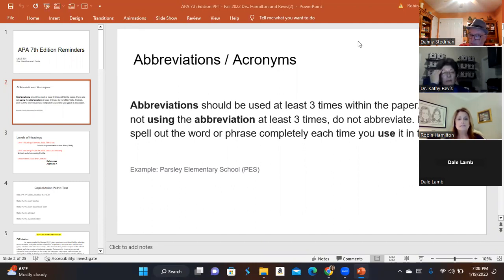So just say PES, Parsley Elementary School. Do not fall to what we'll sometimes do and think, oh, I need to write it out again. Nope. Once you've identified it as an acronym, just keep it at that. So that is the way that will look in your paper. Dr. Revis?